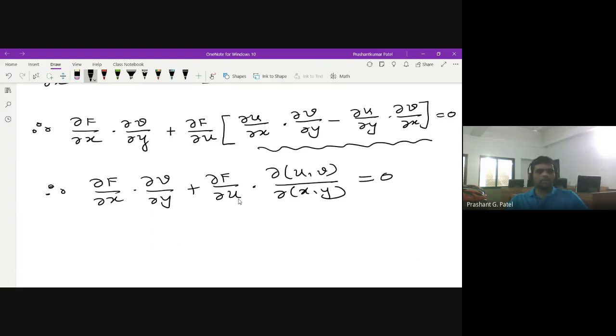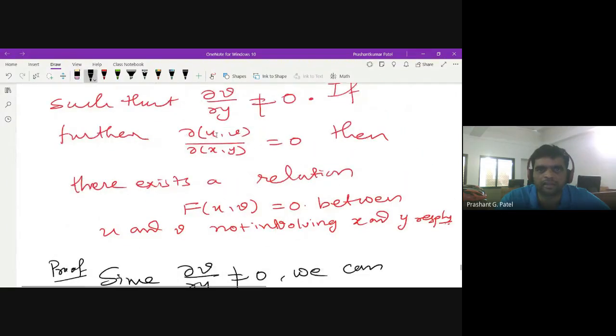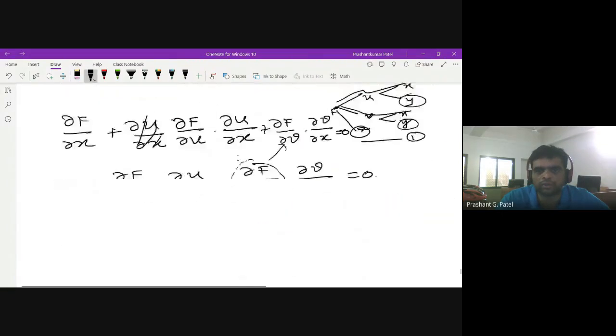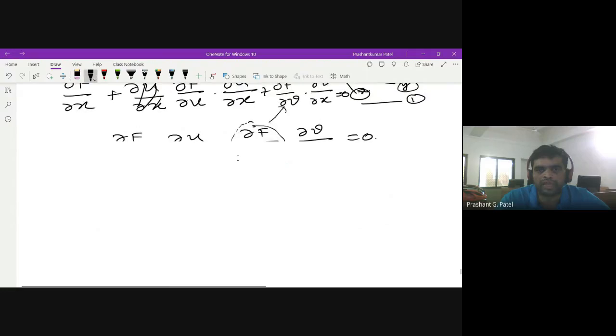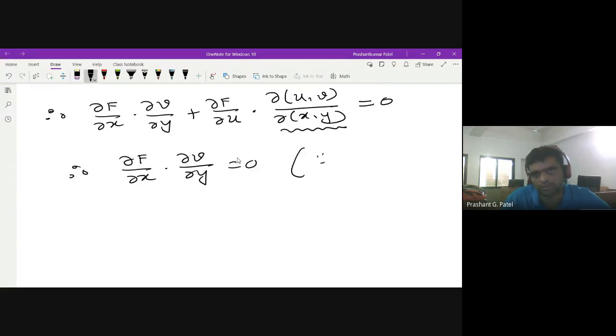Now, by the given hypothesis, this Jacobian ∂(u,v)/∂(x,y) is 0. So that gives ∂F/∂x into ∂v/∂y equal to 0, because ∂(u,v)/∂(x,y) is 0.